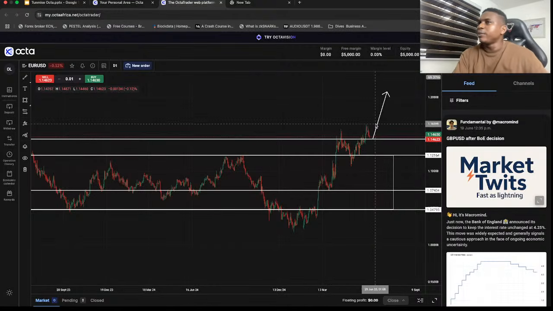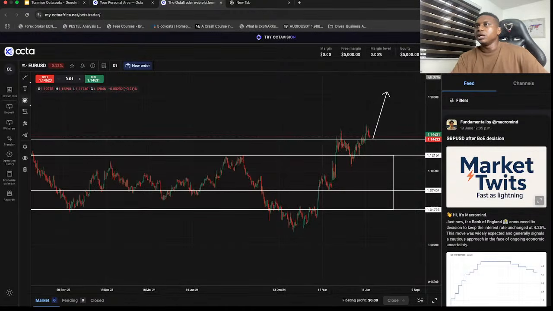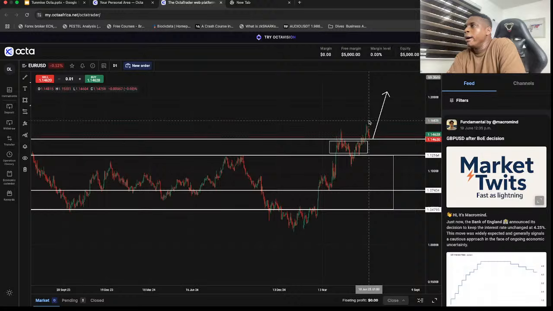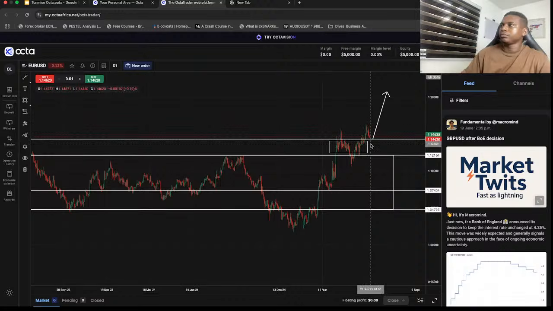So why do I see price continue its journey upward? Because when you look at this level here, you can obviously see that price has been ranging at this level, and a breakout occurred. After the breakout occurred, price rallied up and retraced.